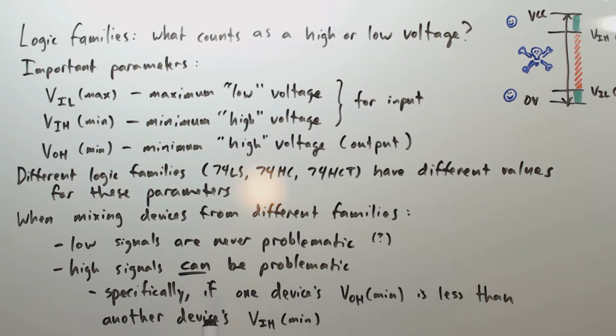And the specific case that is problematic is that if you have one device belonging to one logic family where the minimum output high voltage is less than another device's minimum high input threshold, then essentially the device that is producing the output signal isn't necessarily producing a voltage that's high enough to drive the other device's input. And in that sense, your circuit may not operate correctly, essentially because you may have a device that doesn't see another device's high voltage level as a valid high voltage level.